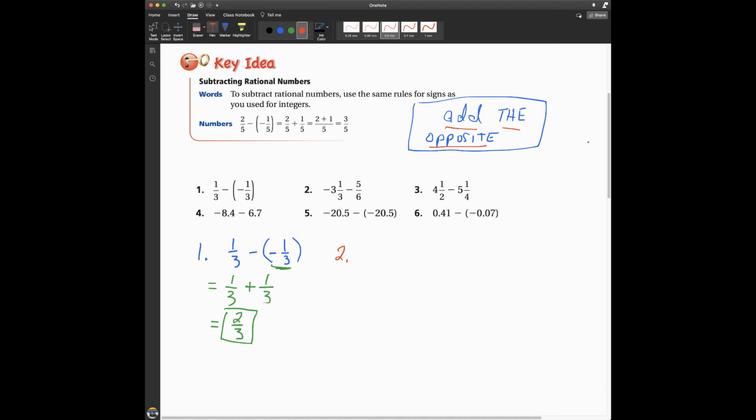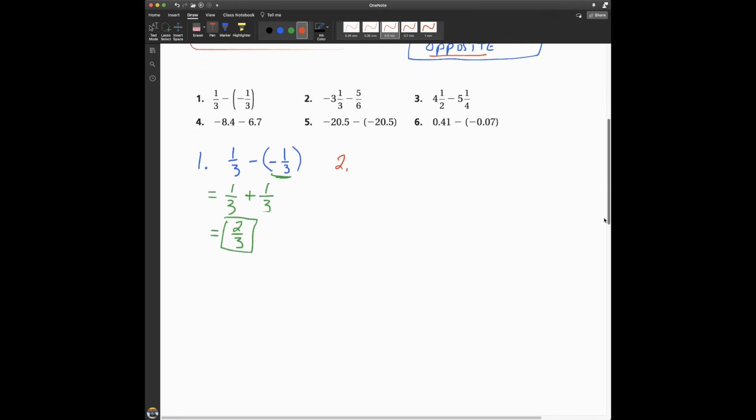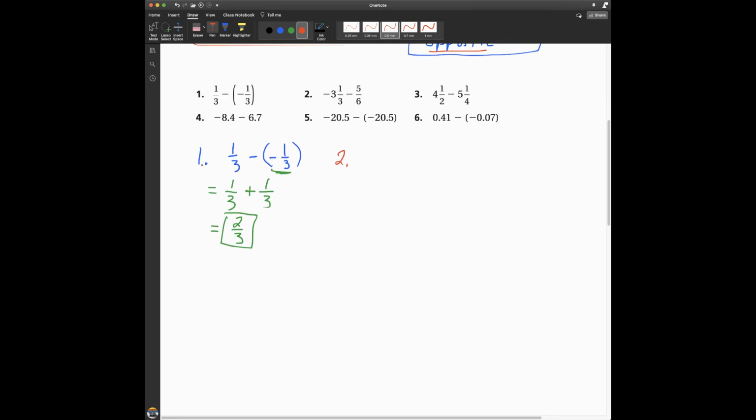So I did problem number 1 over here. I'm going to do problems 1 and 2, and I'll leave the rest for you to practice. But for the first one, what did I do? I wrote the problem down, and then I just added the opposite. When I'm adding the opposite, I write the first fraction down, a rational number. I change the sign, and then I write down the opposite of the second rational number. So I did that right there.